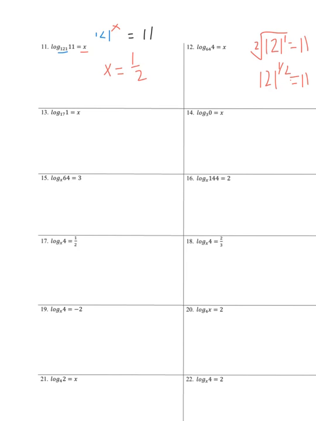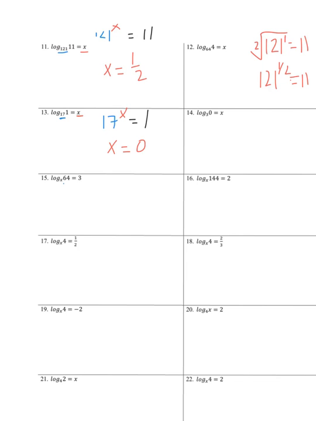For number 13, our base is 17. Our exponent is x. So 17 to the exponent x is equal to 1. So in this case, x is equal to 0 because anything to the exponent 0 is 1.